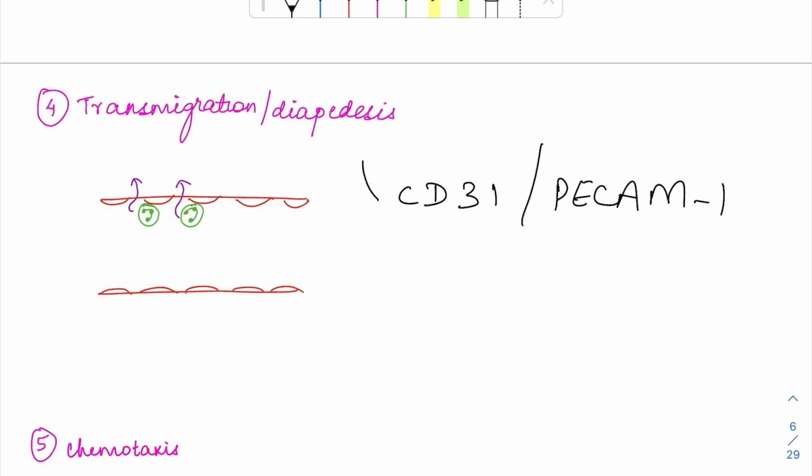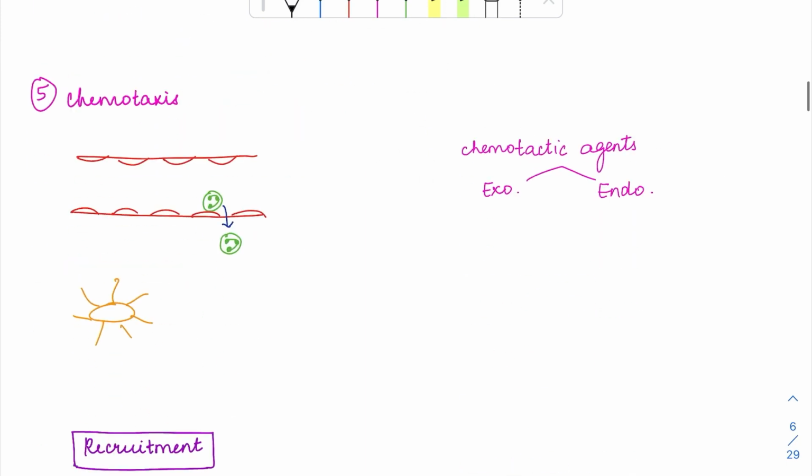PECAM-1 or CD31 is responsible for diapedesis. Okay. Then the next step is chemotaxis. Once the WBC has come out of the vessel, from the extravascular space it has to reach the site where the offending agent is present. Suppose this was the offending agent, the WBC which has come out has to come to this place.